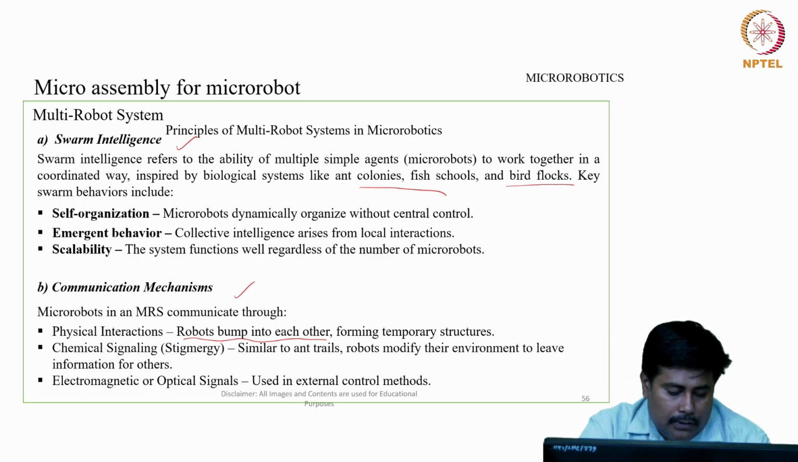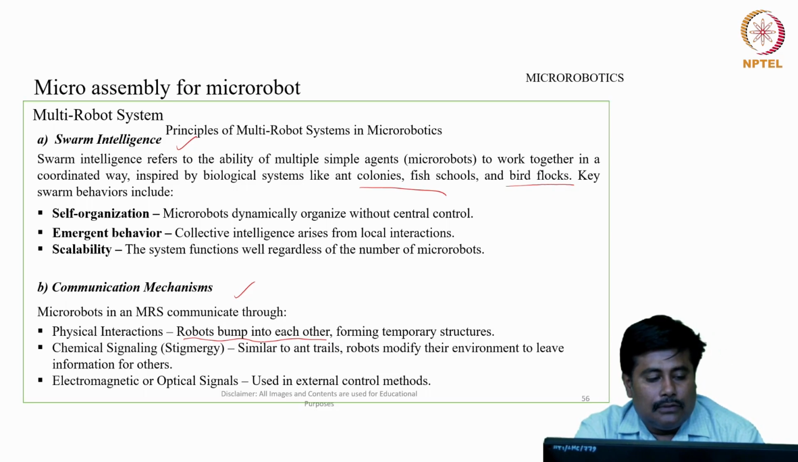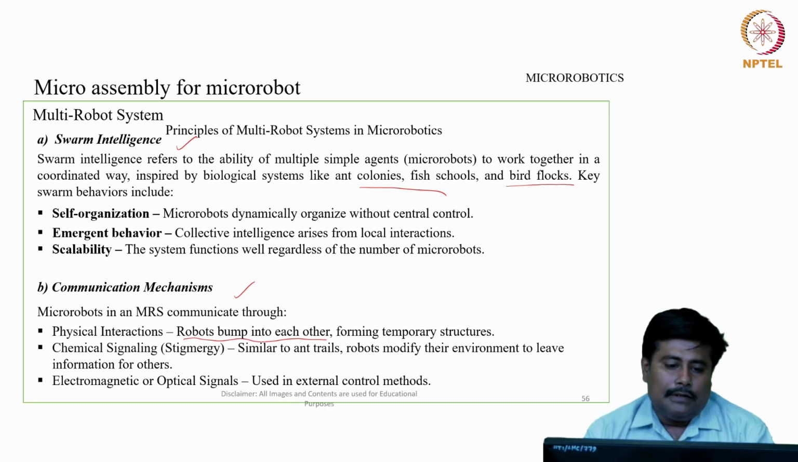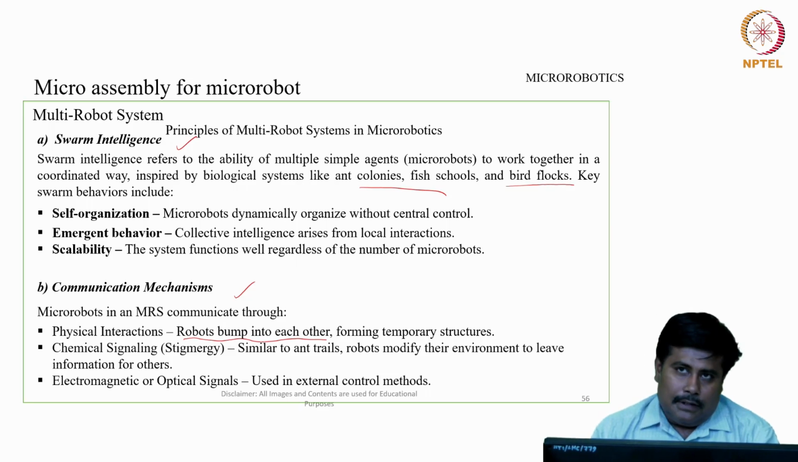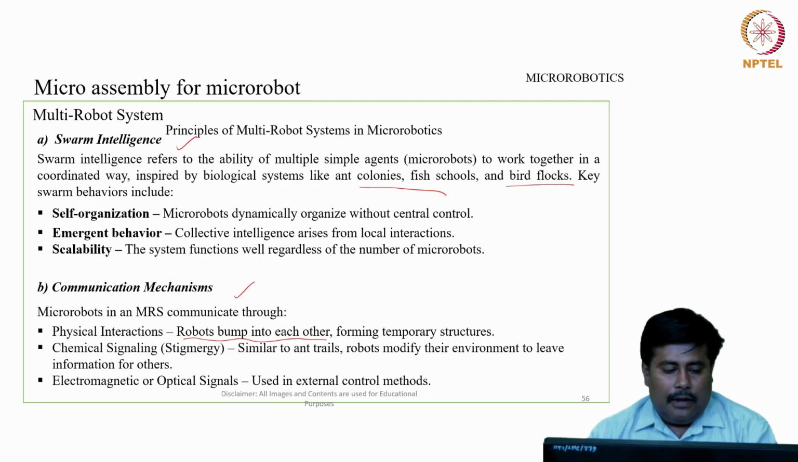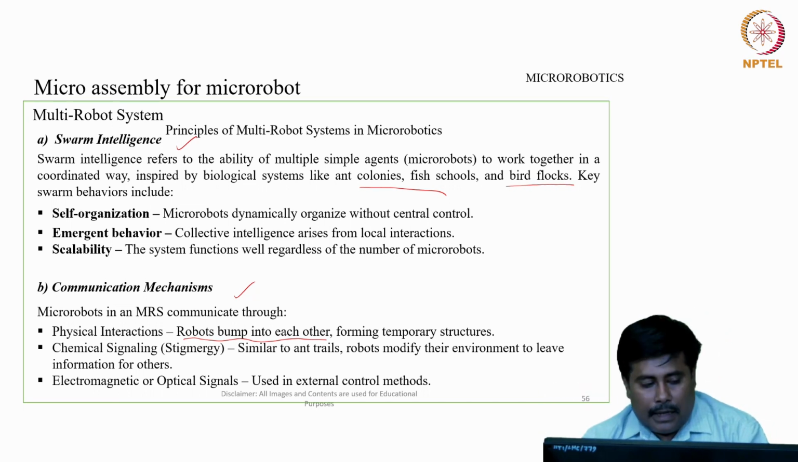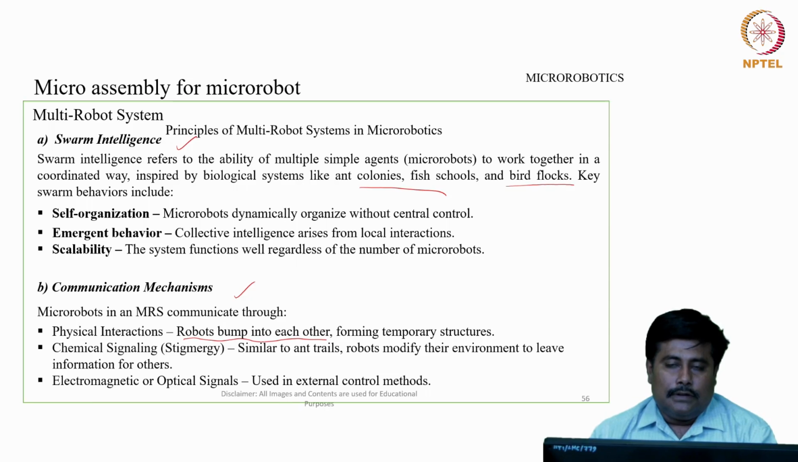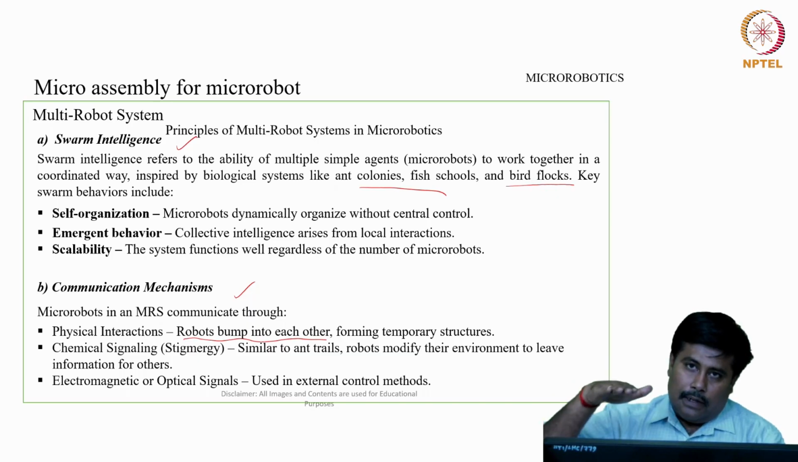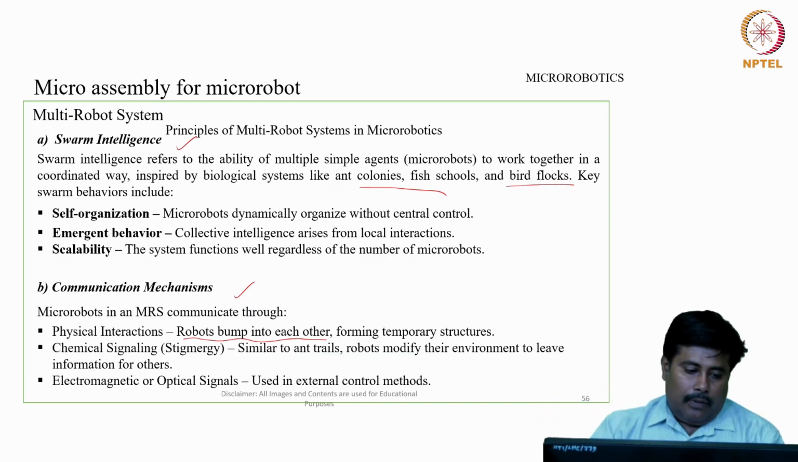The second most important aspect is emergent behavior. It has a collective intelligence which arises from local interaction. As far as local interaction is concerned, it tries to behave in an appropriate way. Then from a scalability point of view, the system functions well regardless of the number of micro robots. So it can maintain a particular scale, and appropriately it can be oriented.